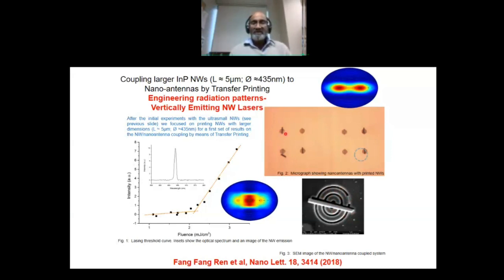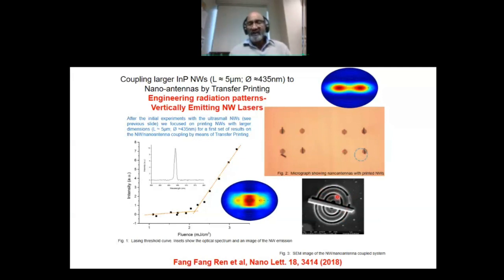So in this case, you can see these nano antennas are here, made out of aluminum. In the middle, there's a gap here, and we requested that they be able to locate these nanowires in this gap. So you can see that they're able to locate them very nicely. You can see the close-up of this one. This is a nano antenna. It is a nanowire here.